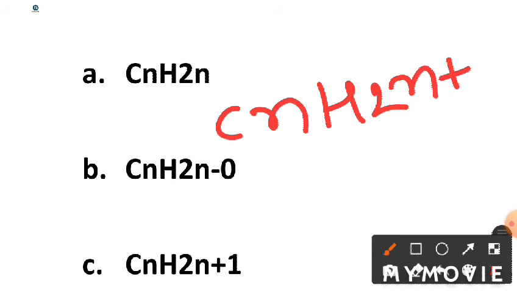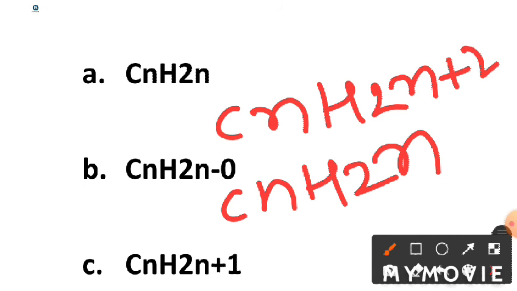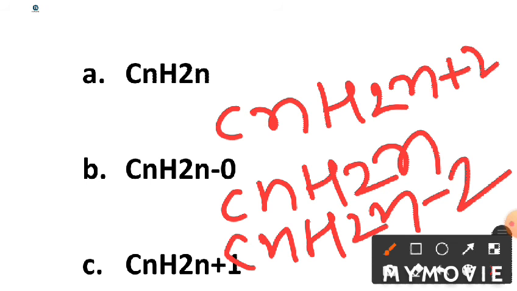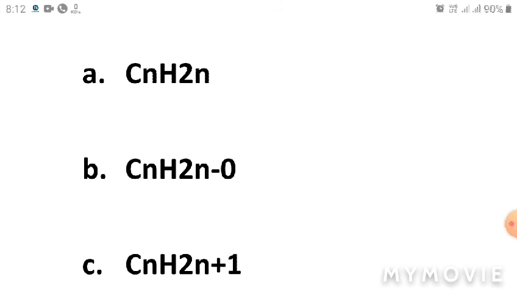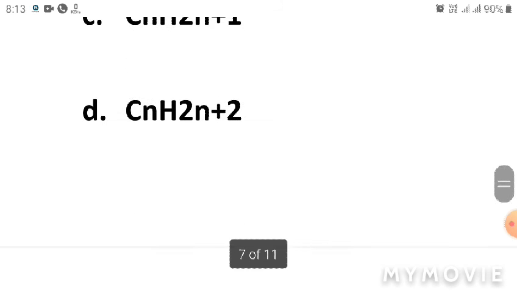CnH2n plus 2, and unsaturated compounds are of two kinds, alkene, whose general formula is CnH2n, and in alkyne the formula is CnH2n minus 2. So we can easily derive the correct answer from the given option. Now we see the next question, question number 8.